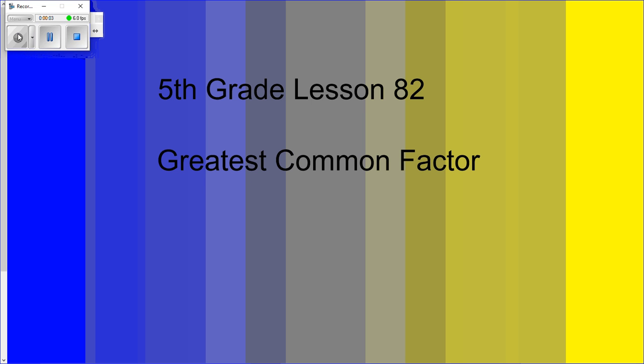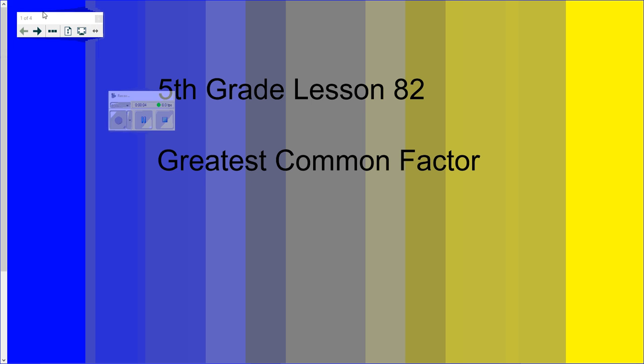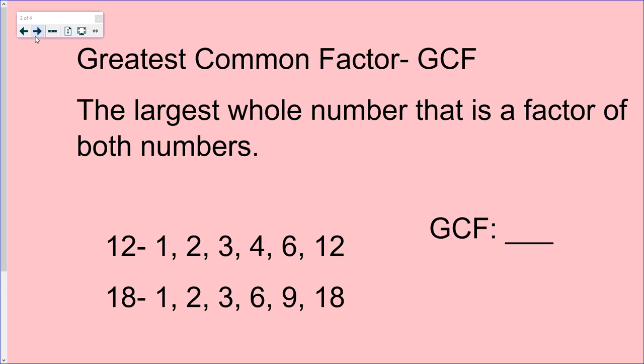This is lesson 82 for 5th grade. We're looking at greatest common factor today. What is the greatest common factor? Greatest common factor is the largest whole number that is a factor of both numbers. So greatest common factor, we abbreviate it GCF. So we'll see it as GCF when we look at different things.